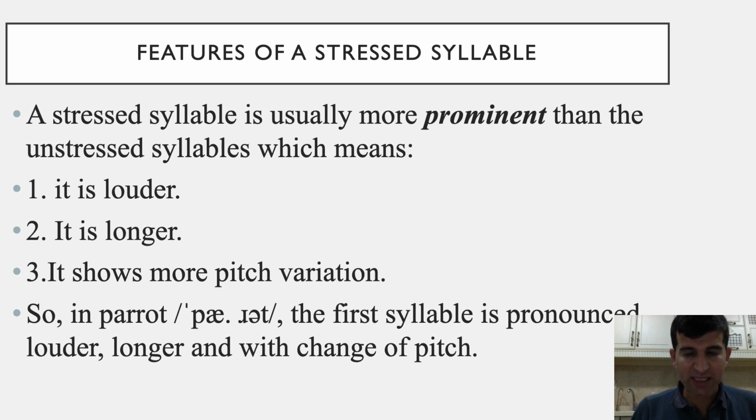But the stressed syllable, we say it with more muscular energy. Our organs of speech make an effort to pronounce it. But when we come to rut, the unstressed syllable, we just leave it for itself. Our organs of speech just carry on without making any effort. So the first syllable is pronounced louder, longer, and with pitch variation. This is about the features of a stressed syllable. And usually the stressed syllables from one language to another are different, and their features are also.